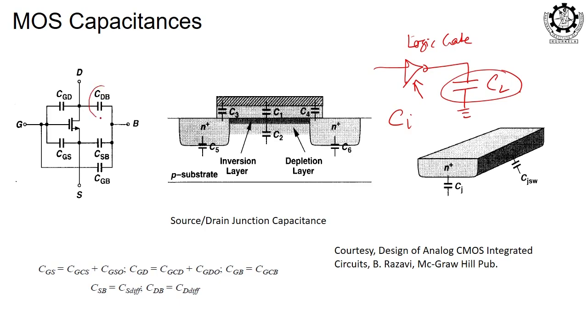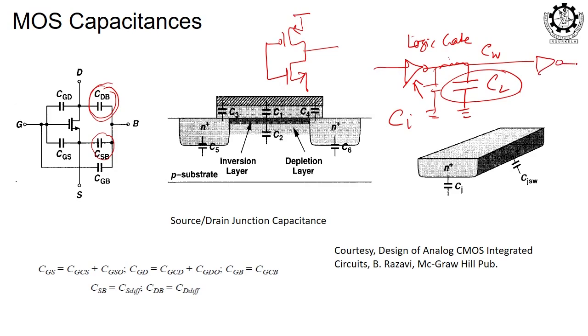For example, in the case of an inverter, what is your common output terminal? Drain, right? Both the drains are connected, so drain is your output terminal. Whatever the CDB and CSB are, they will form the drain cap. Then this wire will also have some capacitance. The next gate, suppose you are driving another inverter, so whatever the input side cap is, that will also come here. So, this is known as the C extrinsic, and this is C intrinsic.